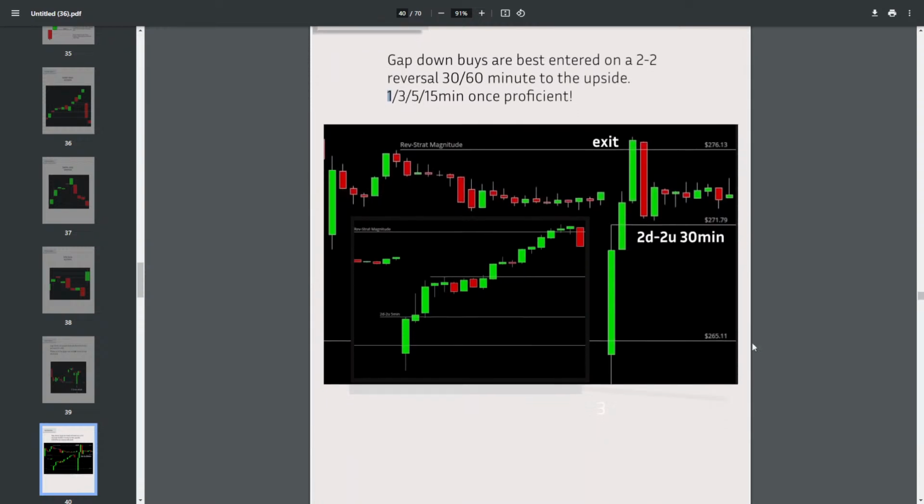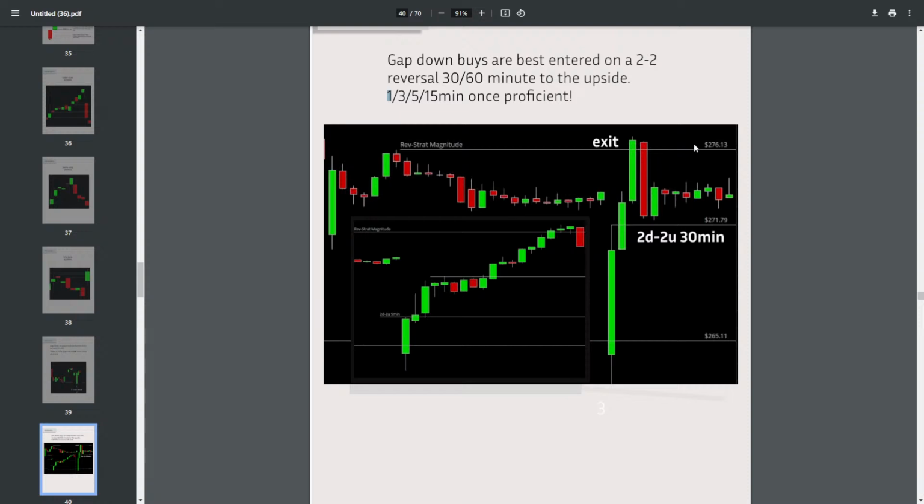But you'll see here on the J&J, or what was it? I believe this was J&J. Forgive me if I'm wrong. But they gap down, or no, this was McDonald's. Gap down. They go green in here, potential 3-day. 2-2 reversal on the 30 minute right there at 271.79, we can buy. And then we have the magnitude of the daily, the 1-3 on the day, magnitude at 276.13. So we can buy it here, exit here.